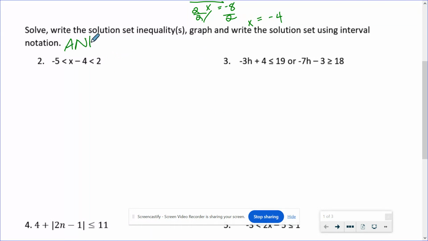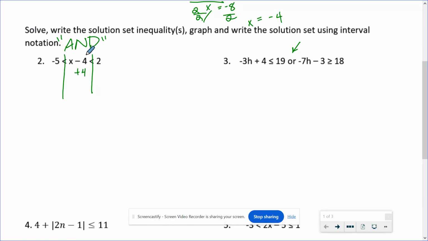This is the AND type, and I know that because only the AND type can be written as one compound inequality. The OR types, of course, have to be written as two separate ones. So I'm going to try to get this x by itself. There's actually 3 sections that I'm going to have to solve. So it's sort of like needing to make 2 lines. So whatever I do to one section, I have to do to all 3. So I'm trying to get this x by itself.